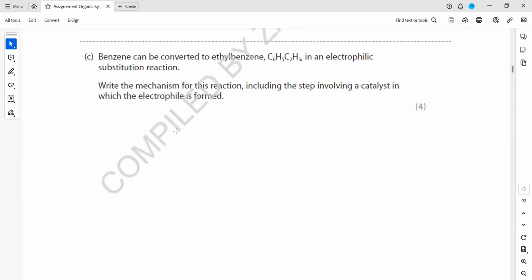Benzene can be converted into ethylbenzene by electrophilic substitution. So we want to add a carbon alkyl chain. It's a similar reaction to what we did in question 3. We produce an electrophile. We want to add a C2H5, so C2H5Cl plus AlCl3. As a result it will produce C2H5+, the electrophile, plus AlCl4-. And this C2H5+ electrophile will attack the benzene ring.